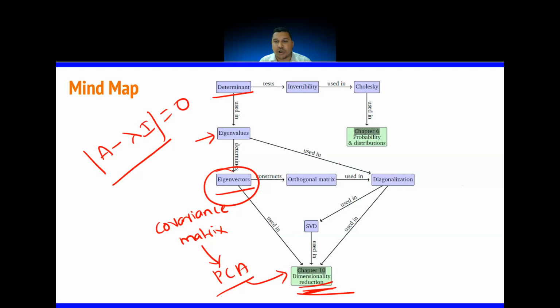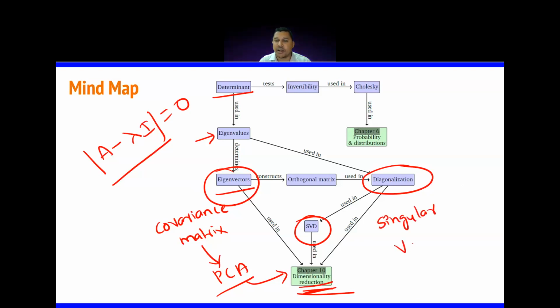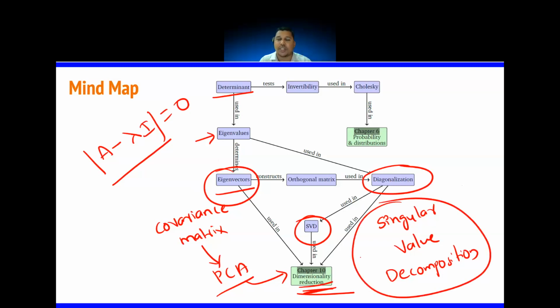Okay, and eigenvalues are also used in diagonalization. We'll see this diagonalization. What is diagonalization? And this concept is used in SVD. The most important matrix decomposition technique, which has wide applications, is singular value decomposition. This is one technique which is used very widely in top machine learning algorithms, and it has wide applications in image processing, maybe image compression, image denoising. For a lot of image processing related tasks, we use this SVD algorithm.